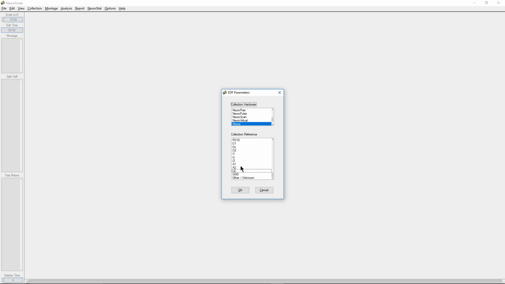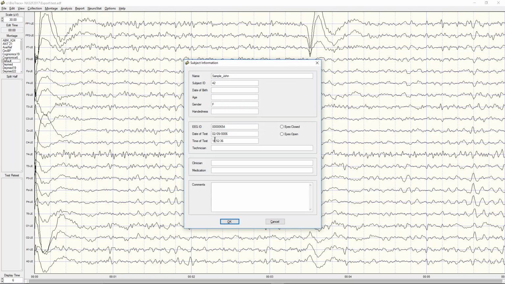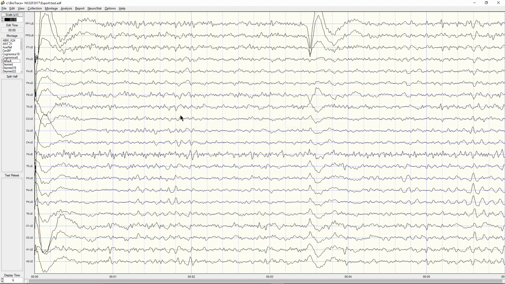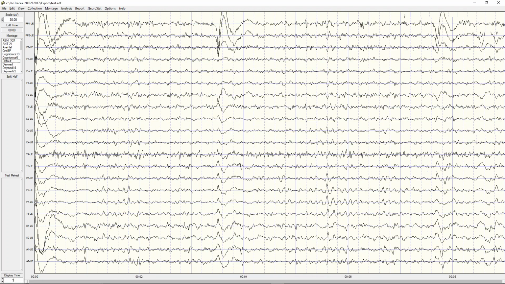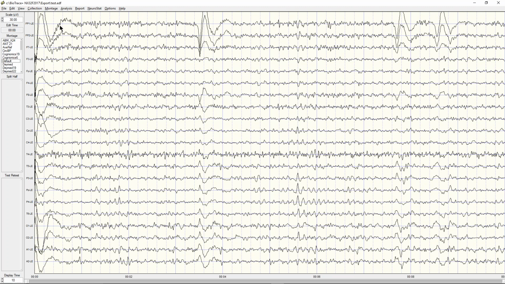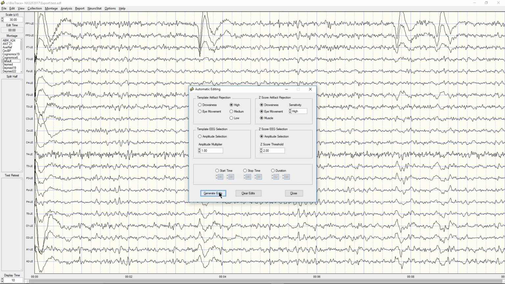So this is a biotrace file. There's our sample John. We're going to call this eyes open because it looks like it's eyes open. Yes, let's set the patient age at 55. Okay, so let's change our time scale. And let's use automatic editing, although I wouldn't usually use automatic editing, but just for this, we're going to set our sensitivity at very high.